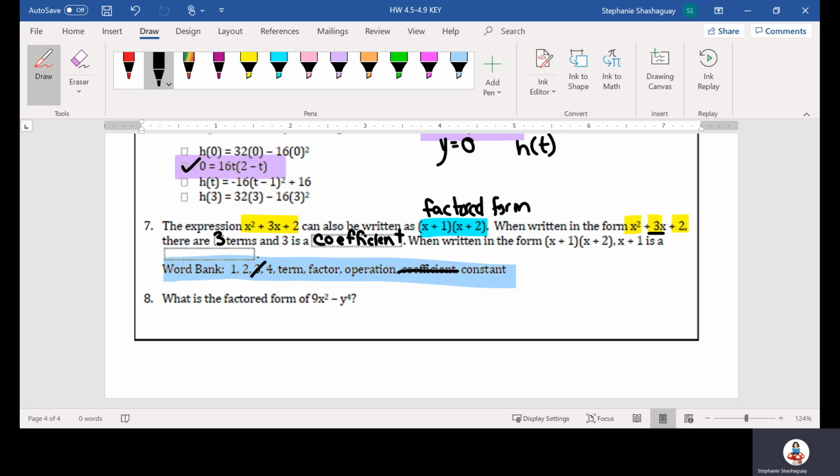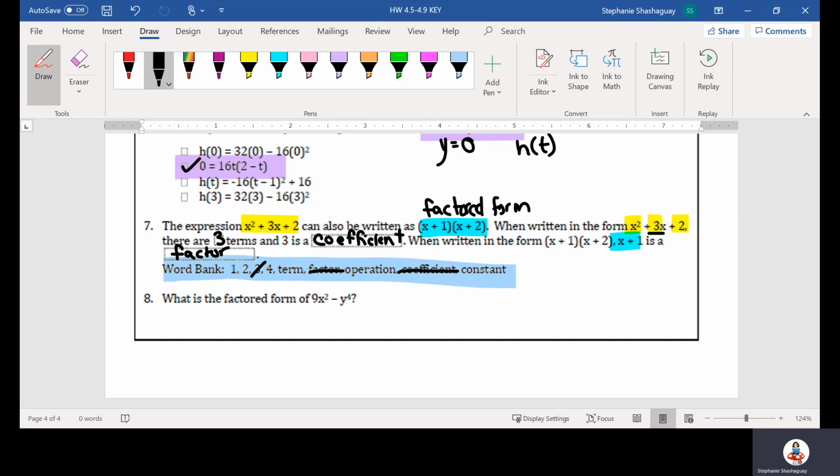When written in the form x plus 1 multiplied by x plus 2, x plus 1 is a what? Well, this x plus 1 is a factor. That is a factor of x squared plus 3x plus 2. And now let's move on to question 8.